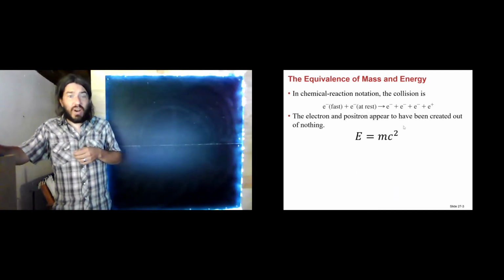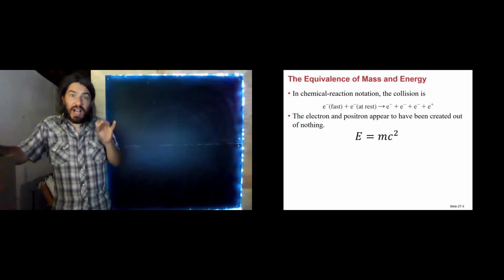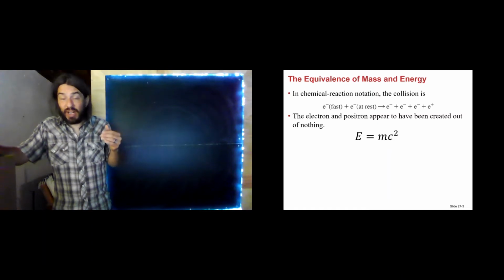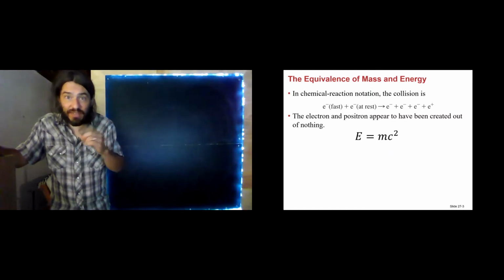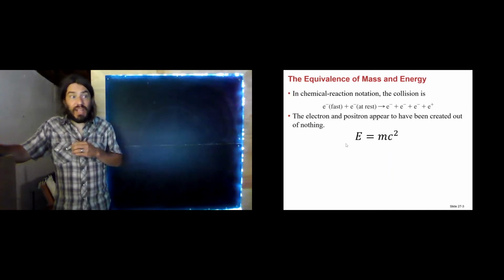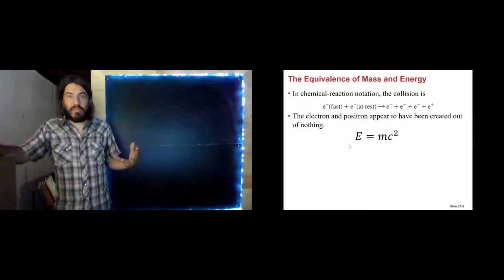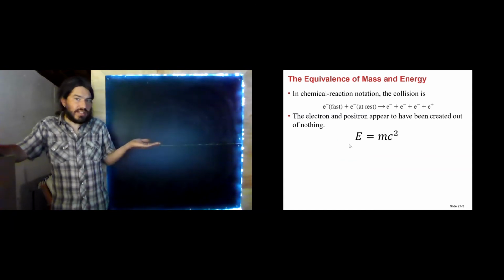Well, it turns out that it came from the kinetic energy of that high velocity, high energy electron that came in and collided with the target. So this is another one of the papers that Einstein published in 1905. He showed mathematically that energy and mass are equivalent. That energy is another form of mass, which is just crazy, right?